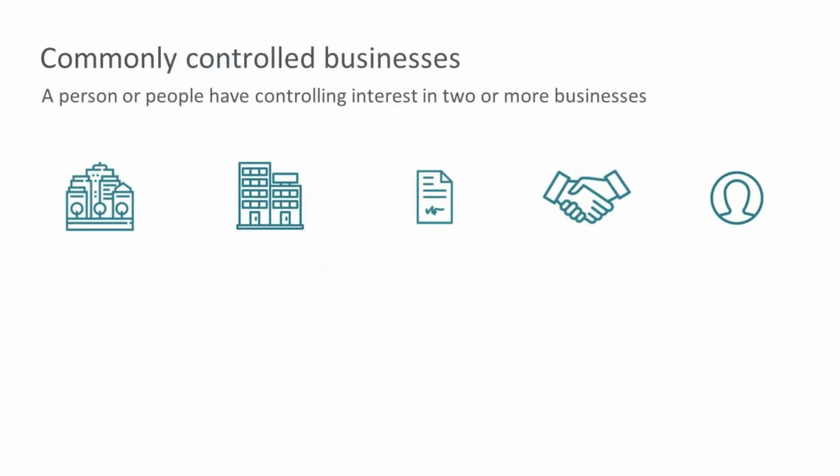Let's move to the next way a payroll tax group can be formed: common control. This group exists where a person or a set of persons together have controlling interest in two or more businesses, and this is what ties the group together. However, it is the entities actually conducting the businesses that are grouped, even if they are not the people with the controlling interest in the businesses.